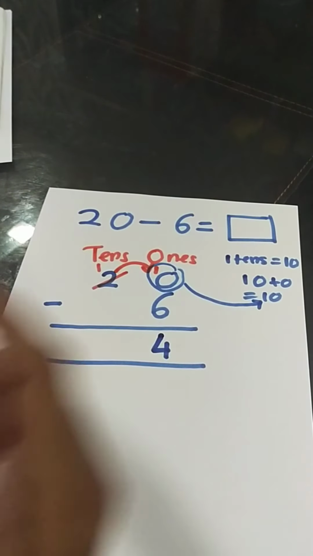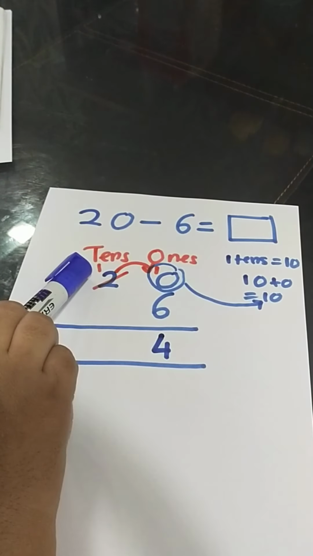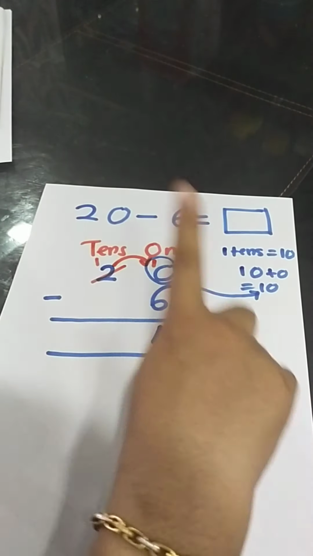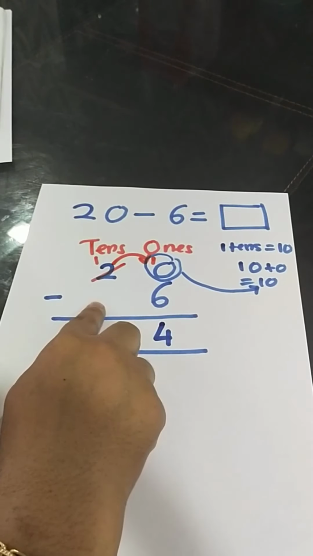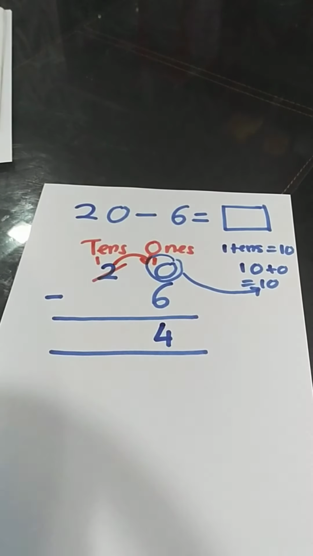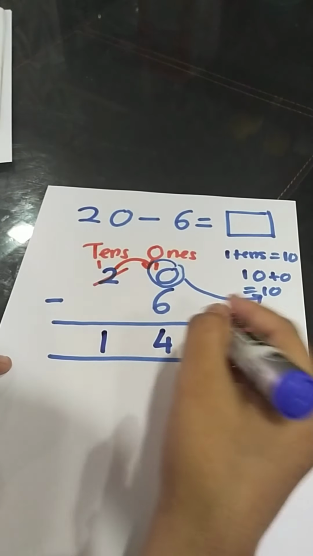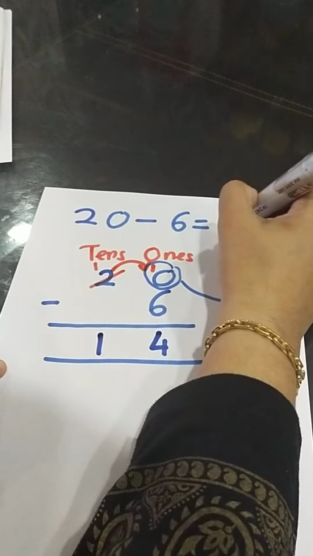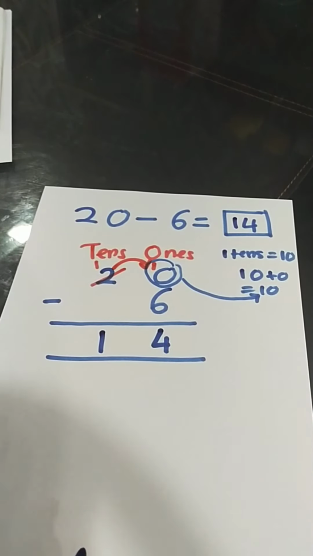Okay, now look at tens. Tens we have 1 already. 2 tadi dia dah bagi pinjam kan? 2 bagi pinjam 1, so 1 left. So 1 tens. So 1 minus 0. The answer is 1. So you bring down here 1. Okay. So now the balance is 14. So you put here 14.